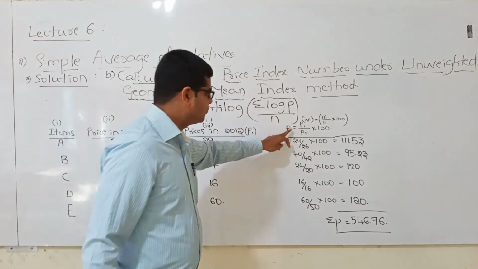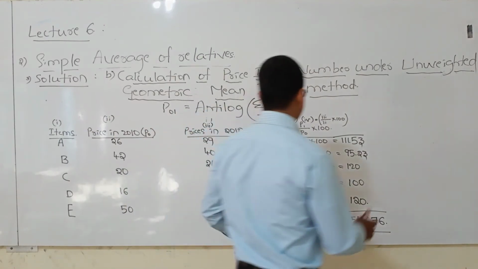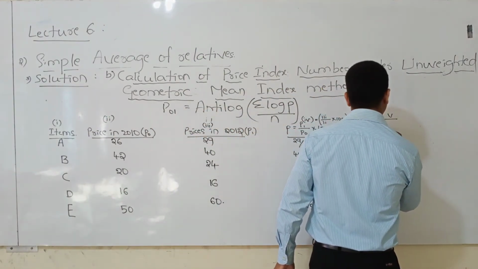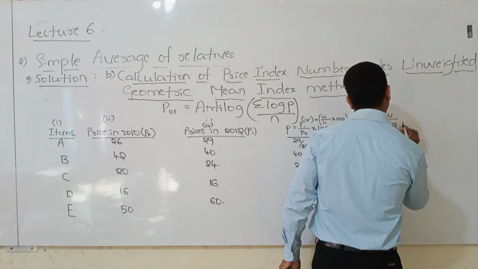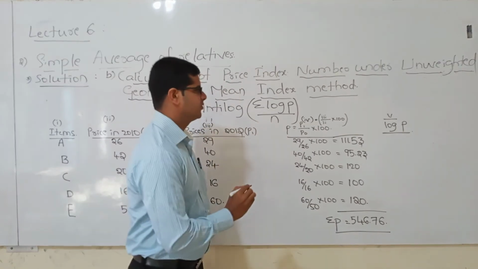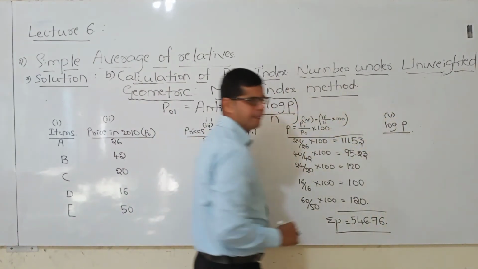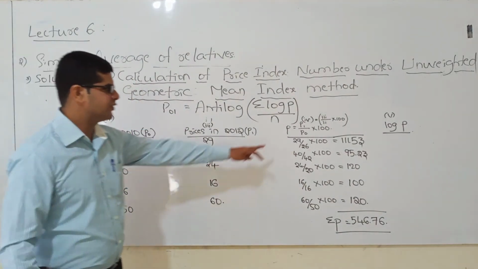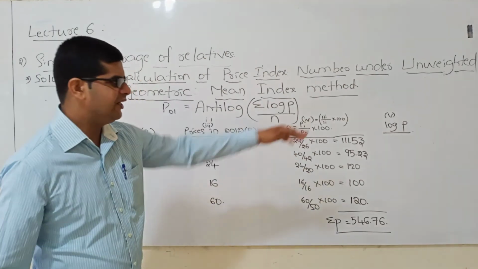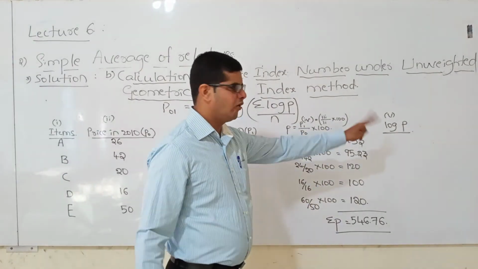Once we take one more column, that is column number 5, log P. P is already there, calculated for the previous method, and now we need log P. So for 111.53, we need log P.